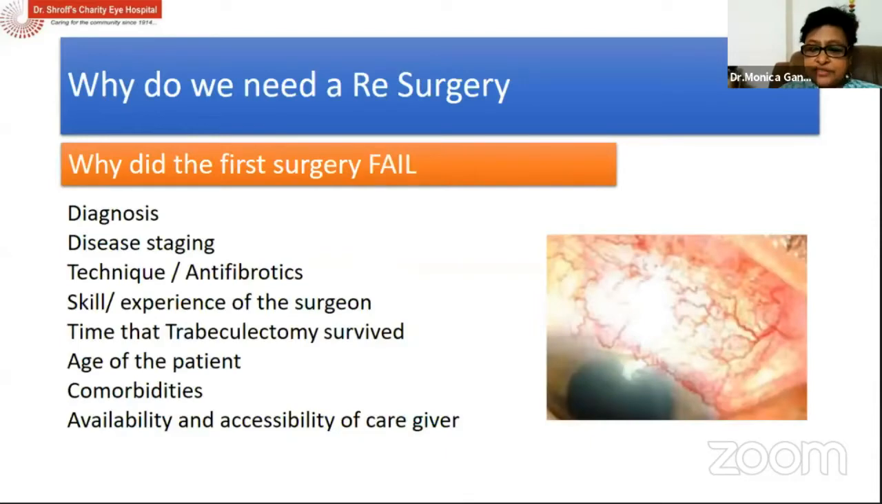So the question comes, why do we need another surgery? And before we decide on a new surgery, we need to know why the first surgery failed. So we look at the diagnosis, the disease staging, the techniques and the antifibrotics which were used, what was the skill and experience of the surgeon, how long did that trabeculectomy survive? What is the age of the patient, the comorbidities, and the availability and accessibility of caregivers?